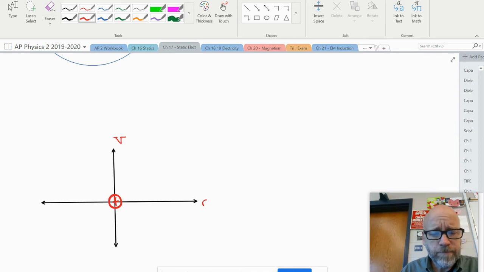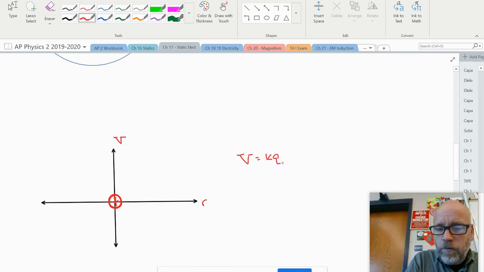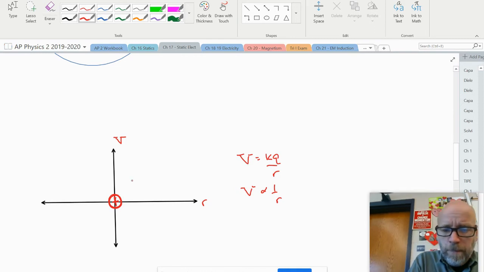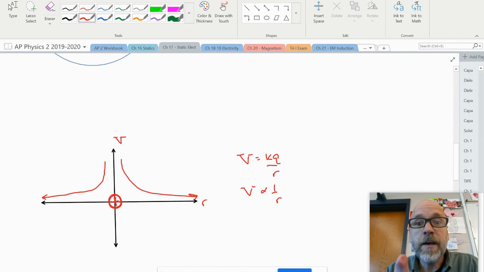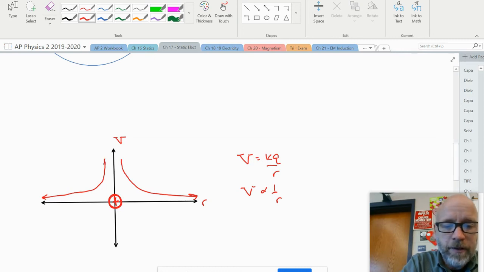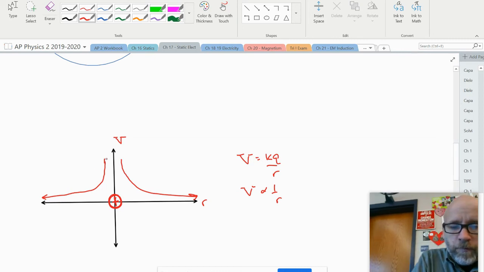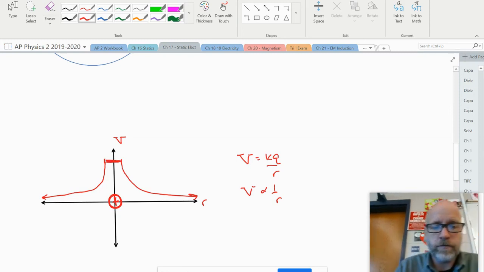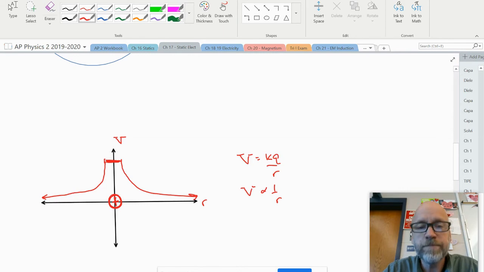We do that with gravity. Now, because the potential, V, is KQ over R, and therefore proportional to 1 over R for a given charge, our graph would look something like this. Now, if this point had no volume, it would be a perfect asymptote and it would never stop and go all the way up. But we can't have anything with no volume. So at some point, it's going to reach that maximum as we get closer and closer.